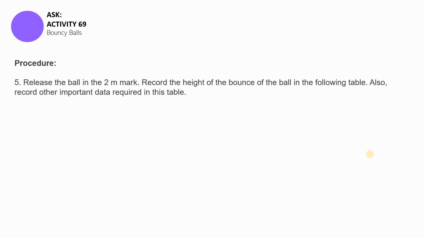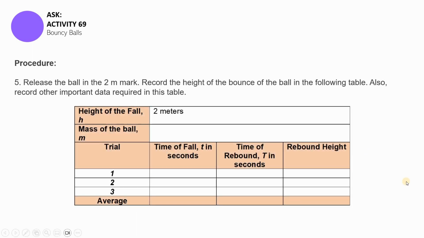Record the height of the bounce of the ball in the following table. Also, you have to record other important data required in this table. So, yung 2 meters, binigay na siya. It's the height of the fall. Now, what's the mass of the ball that you measured? Kung wala kayong pang-measure ng weight ng ball, you can just use the value that I gave you a while ago.